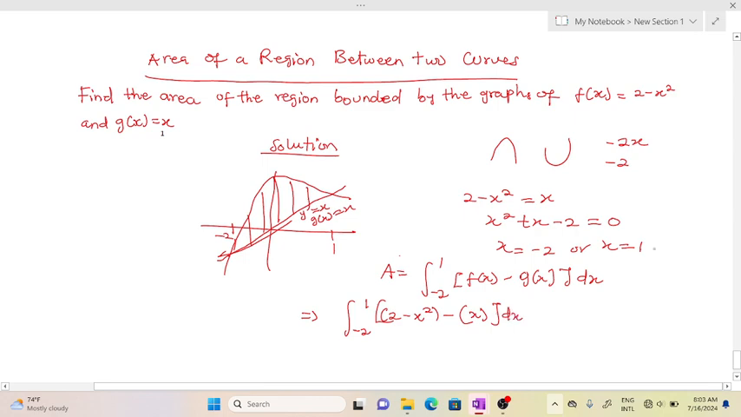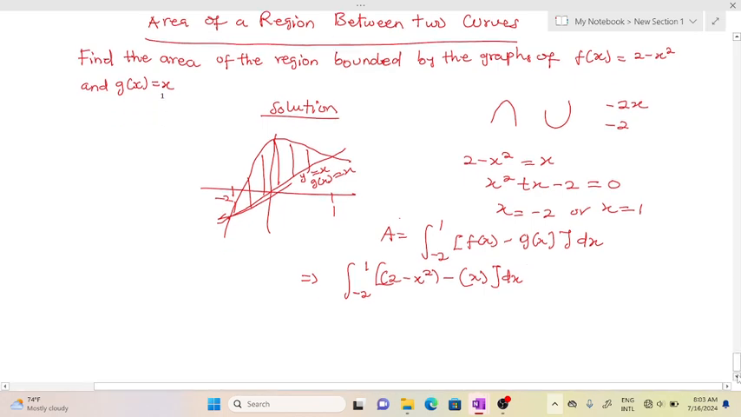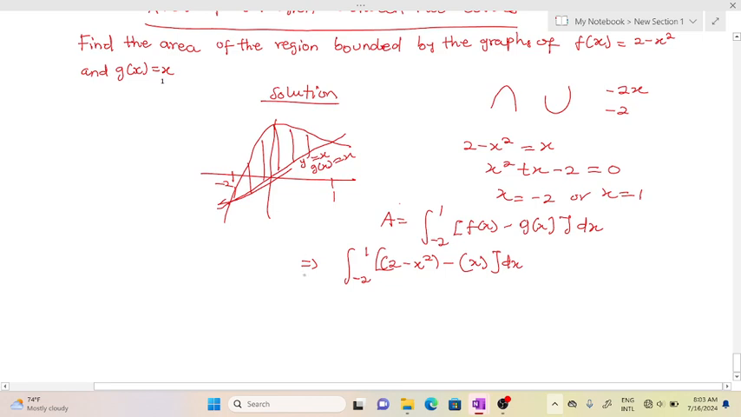So at this point, what you do is you're going to have the integral from negative 2 to 1 of 2 minus x squared minus x dx. So this is a simple and direct integral. So you simply have 2x, right? Here becomes minus x cubed on 3 minus x squared on 2. Then you put in our limits here. So once you do this, you should get 9 over 2 square units.